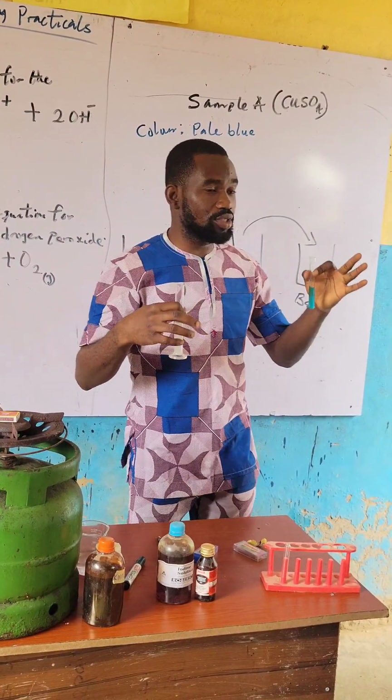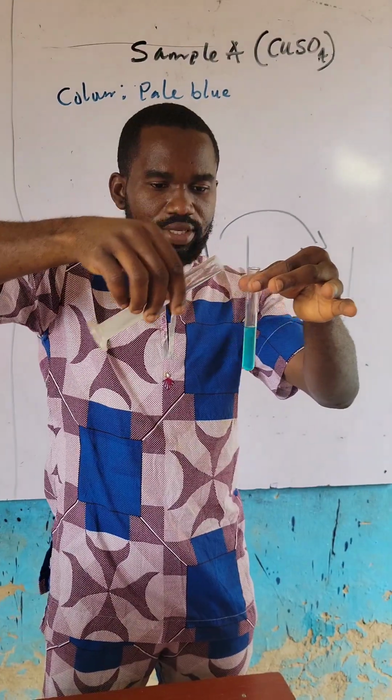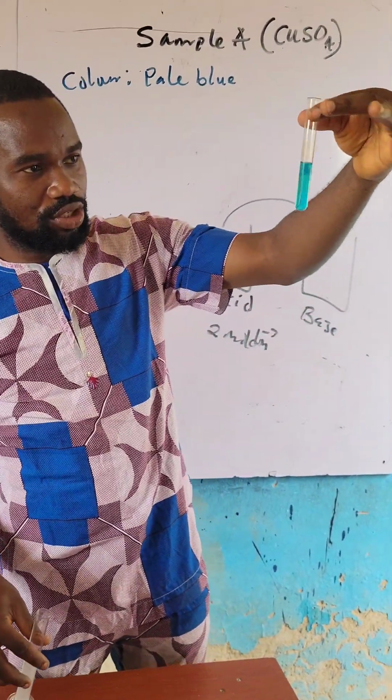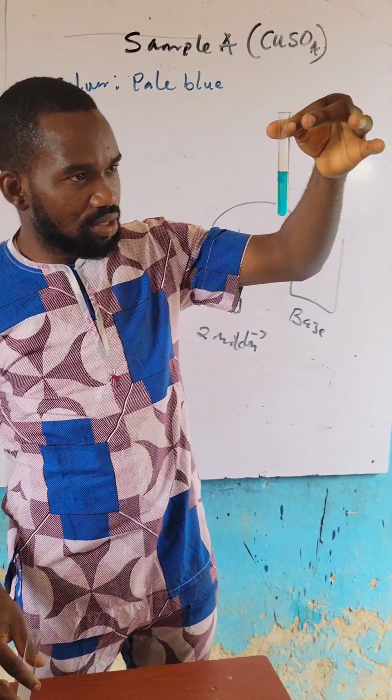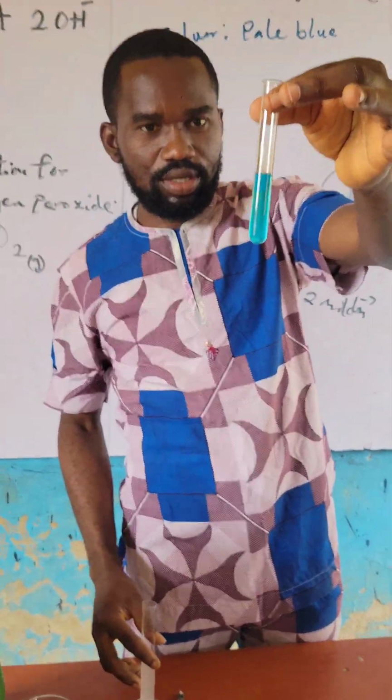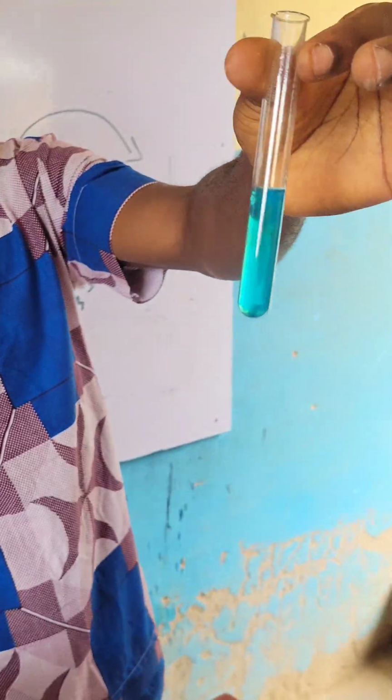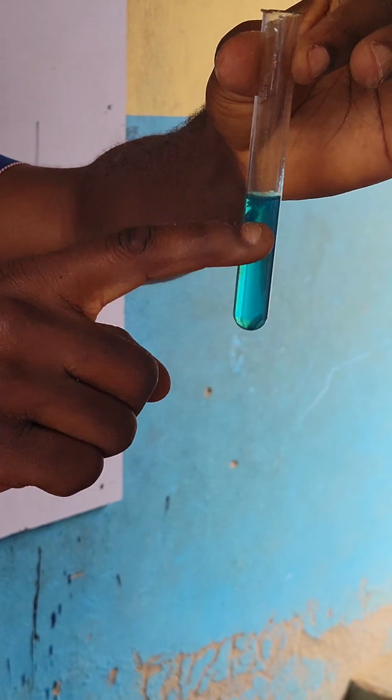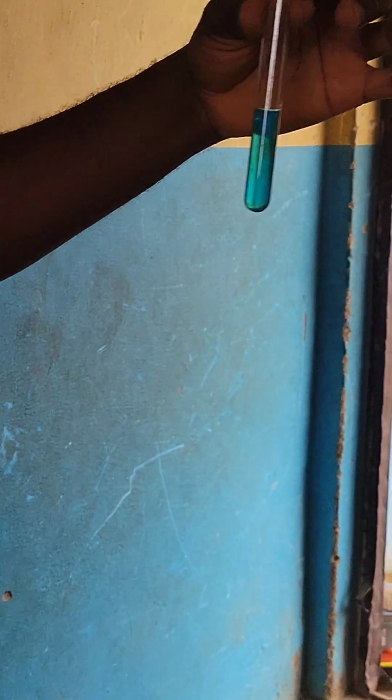We're going to do it in drops. So I've dropped like 3 drops. So what do you see here? You are seeing something was formed. I don't know if you can zoom it, right? So now this is what we call gelatinous precipitates.